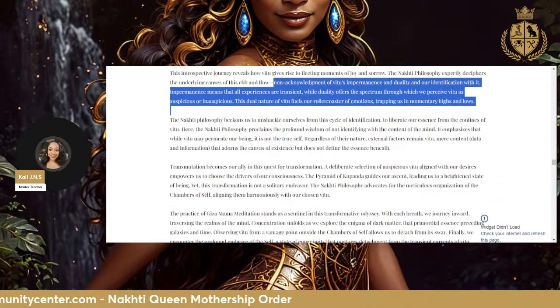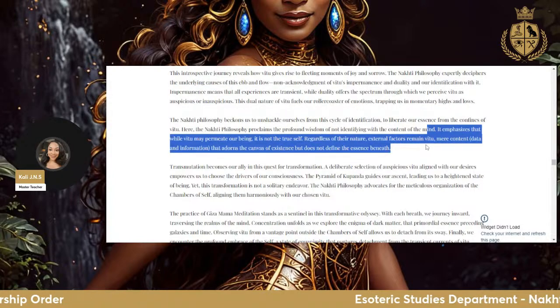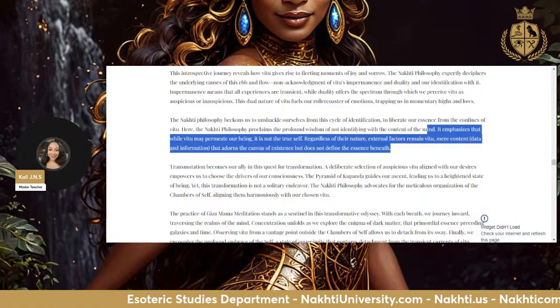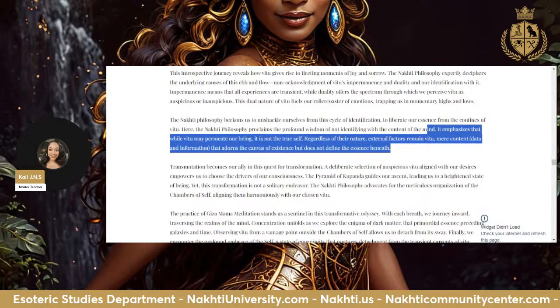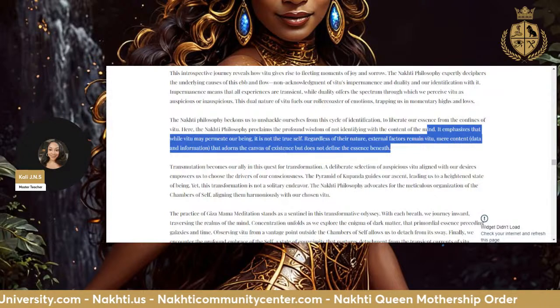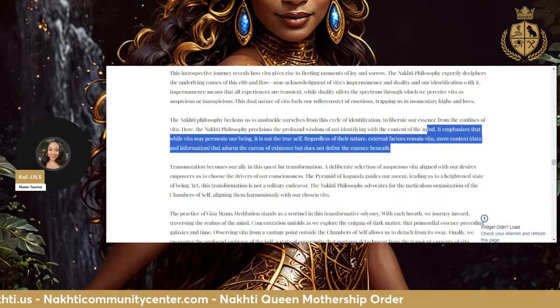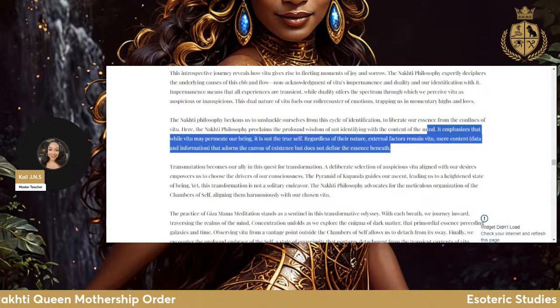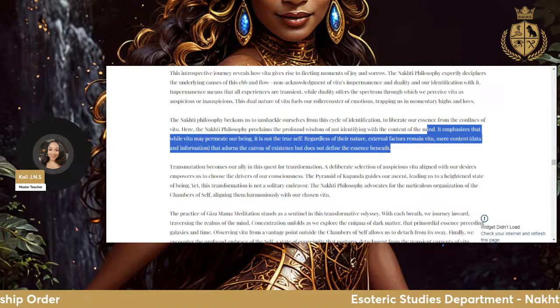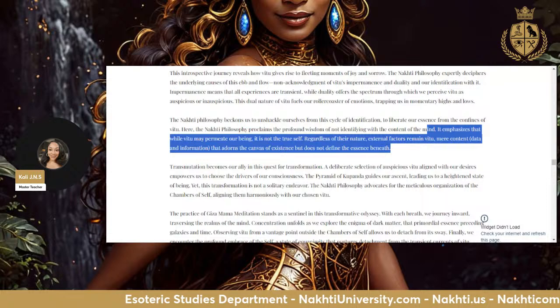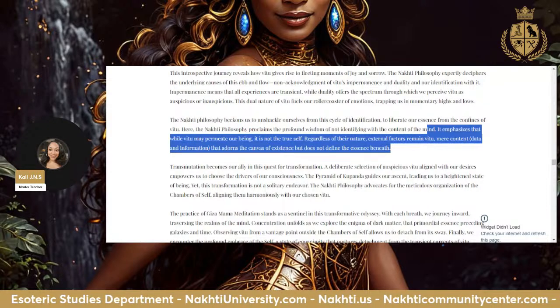Okay, so you want to break yourself from cycles of identification to liberate your essence from the confines of information that's outside of you. And you don't want to identify with the content of the mind, because the content of the mind is what? Impermanent and dualistic. And this emphasizes that content will permeate the self, but it is not the true self. External factors always remain content, data, information that adorns the canvas of existence, but it does not define the essence beneath.